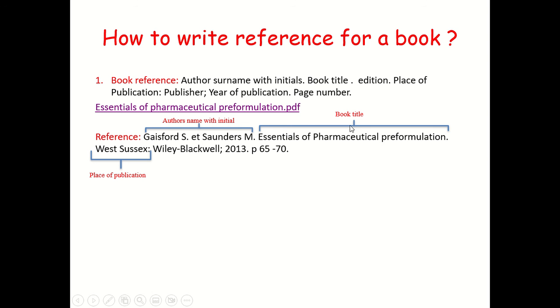Now for this book there is no edition, so we are not writing the edition, but if there was any type of edition like second or third or fourth, so here it would have come fourth edition. Then next is the place of publication, then the publisher, year and the page number. So we have written this reference in the Vancouver style of reference for the book.